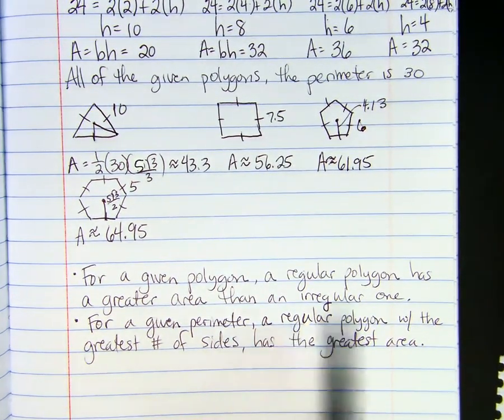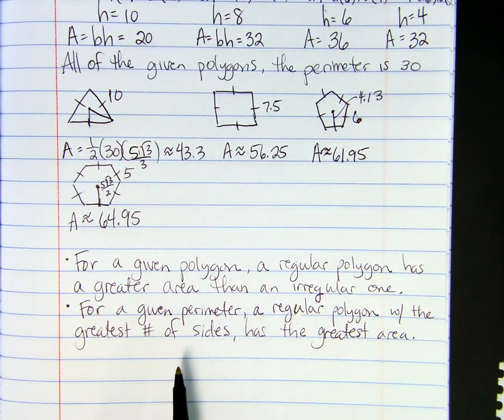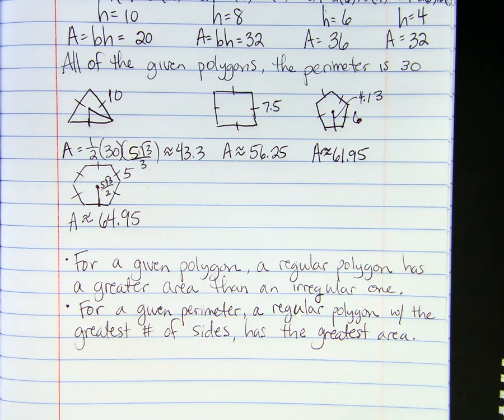So if you're given a perimeter, a regular polygon with the greatest number of sides has the greatest area with that perimeter, which is what we said here. And that's the end of the lesson.